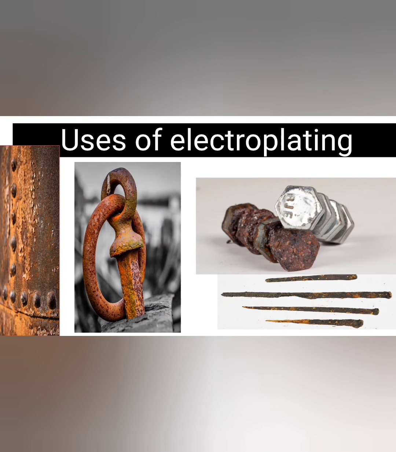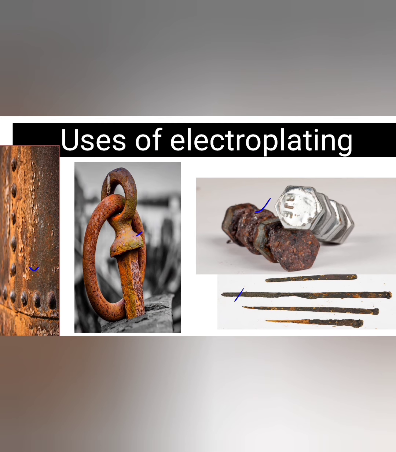Uses of electroplating. Why is the process of electroplating used? In our surroundings, most of the materials are made of metals, and metals are highly reactive with moisture, air content and other substances, because metals are very reactive. Because of these reactions, the metal surfaces get spoiled or the surface becomes dull. So the main purpose of electroplating is to protect the metal surface.